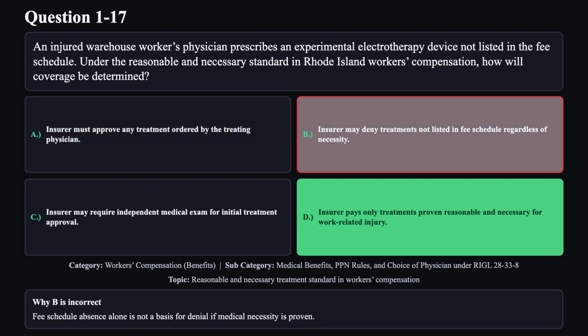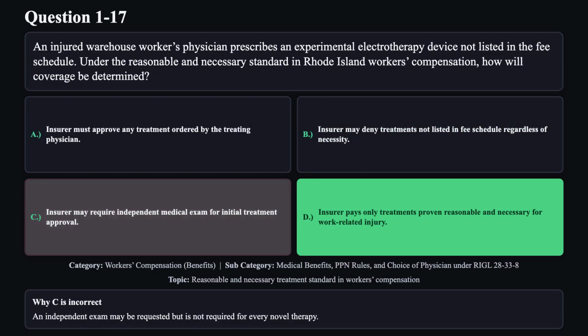Reason B is not correct. Fee schedule absence alone is not a basis for denial if medical necessity is proven. Reason C is not correct. An independent exam may be requested but is not required for every novel therapy.